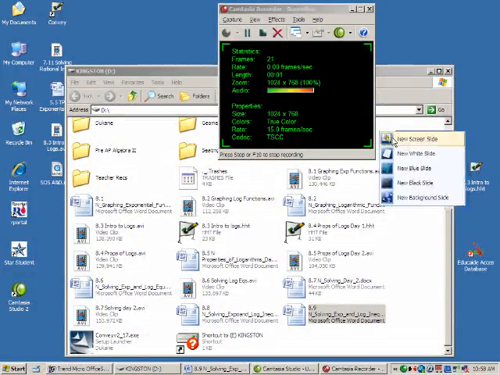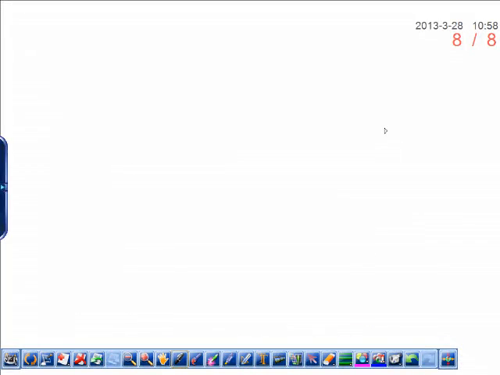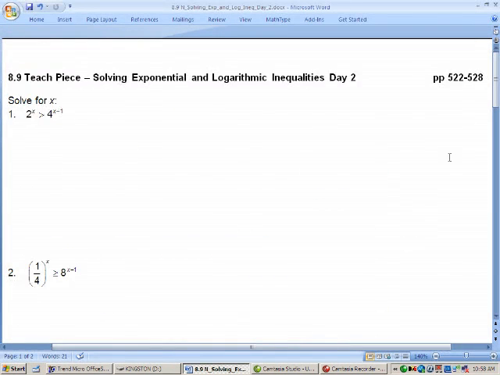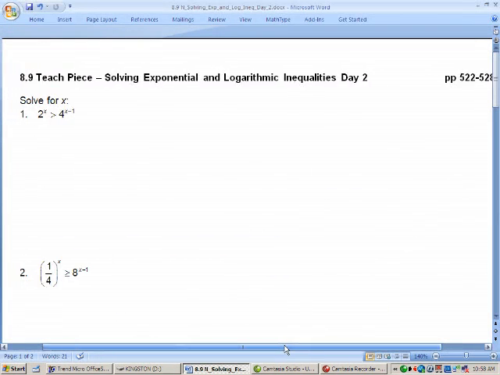Alrighty, so today what we're going to talk about is solving inequalities algebraically. So these are 8.9 notes. You can call them Solving Inequalities Day 2 or Solving Inequalities Algebraically. Either one of those is fine.